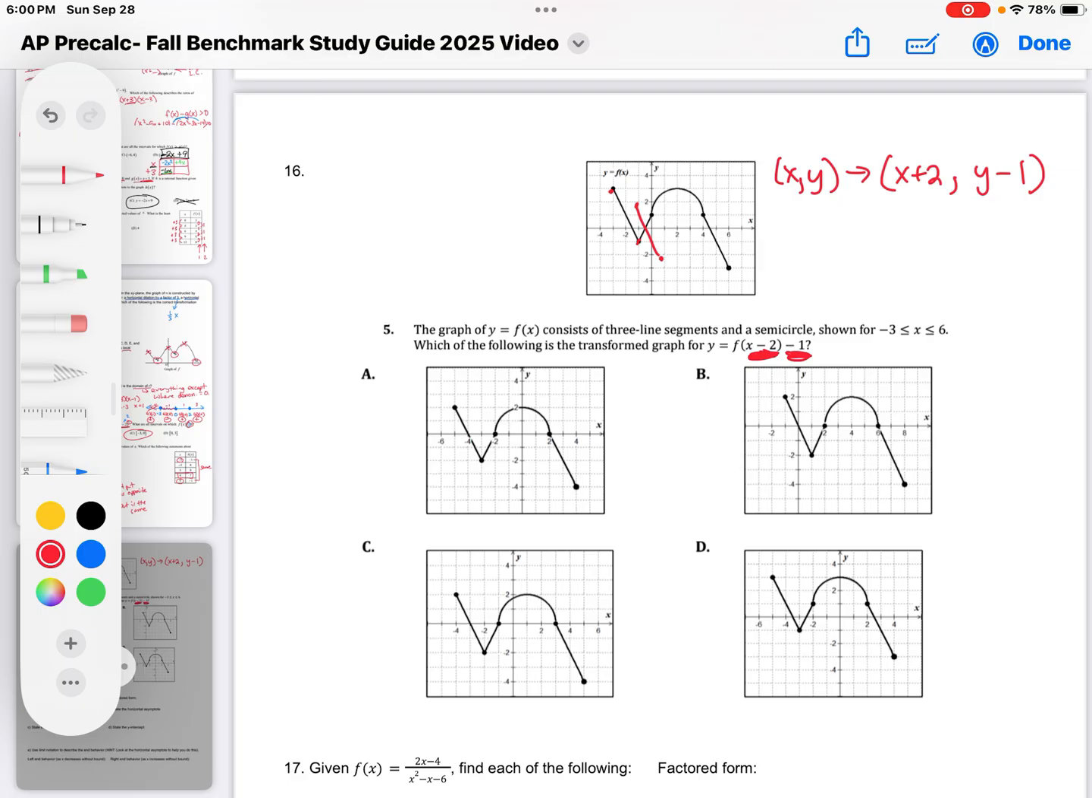All right, but either way, when we are doing this one, we should end up with, let's see, so this point here was originally negative 3, 3. If I add 2 to this and I subtract 1 from this, I end up with negative 1, 2. So let's see here, negative 1, 2, this isn't it. Negative 1, 2, that one's not it. Negative 1, 2, that's looking good. Negative 1, 2, that one's out, so our answer is B.